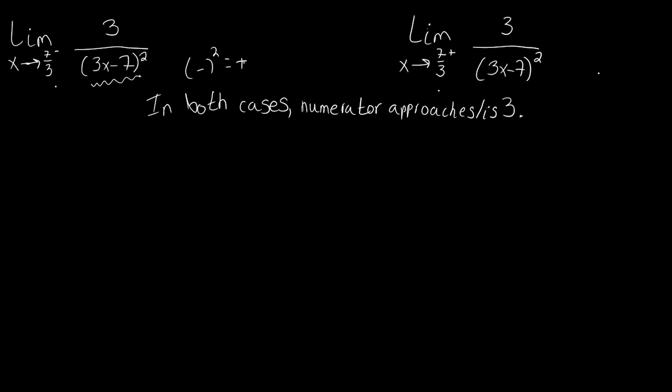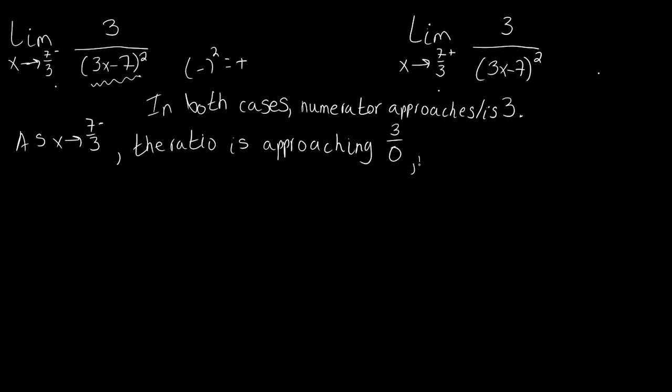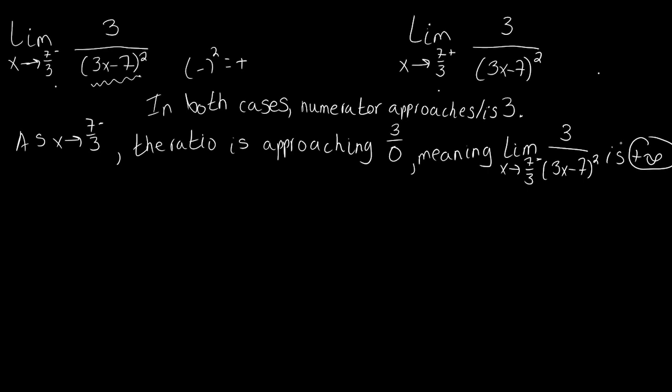So after we take all that into account, as x approaches 7/3 from the left, the ratio that we have is approaching 3/0, meaning the limit as x approaches 7/3 from the left of our function is positive infinity. So that's what we get from the case where we approach from the left.